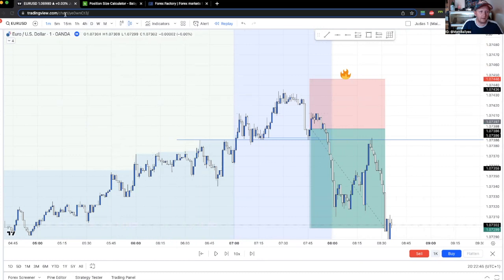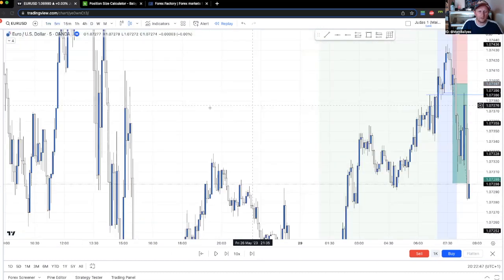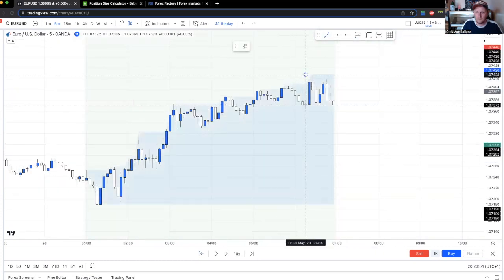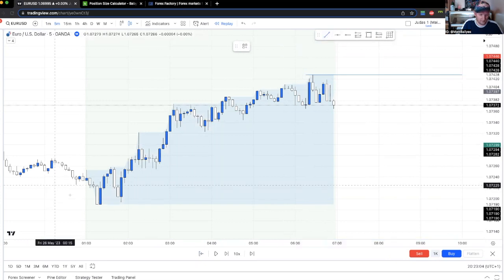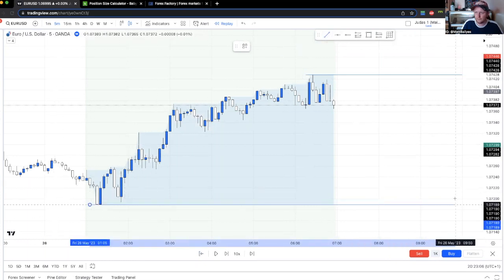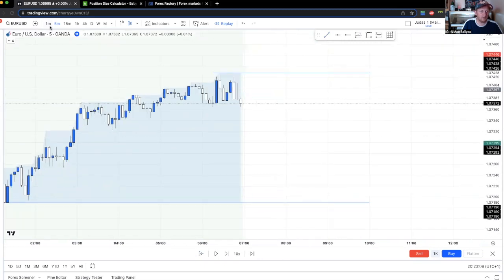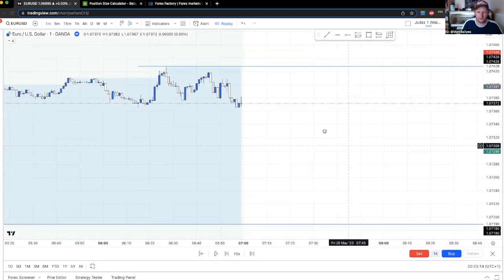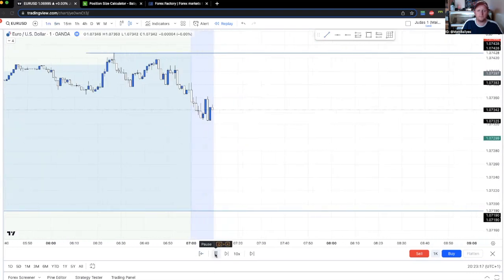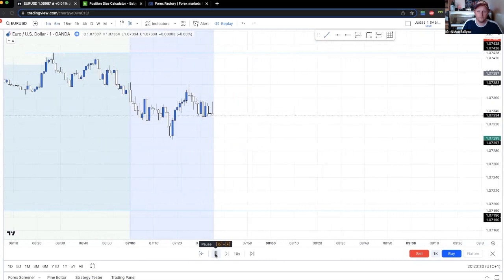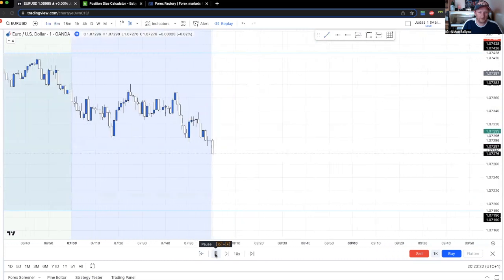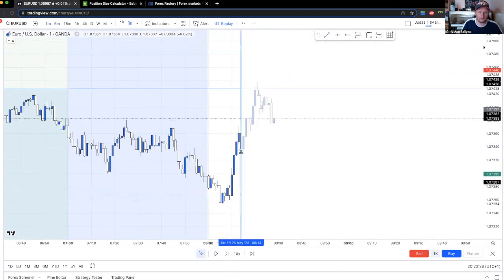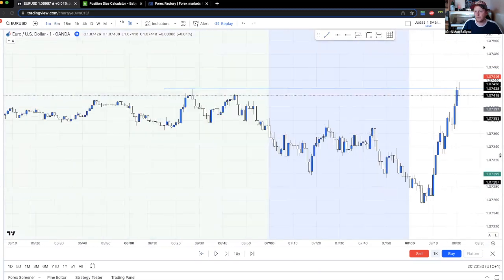So let's go back to the previous day, and we'll try that one. So here we are. The first thing we do is mark out the highs and the lows right here. Go down to the 1 minute, and we'll let this play out. Wait for it to break the high or low of the Asia range. There we go. So as we can see here, it's broken the highs.